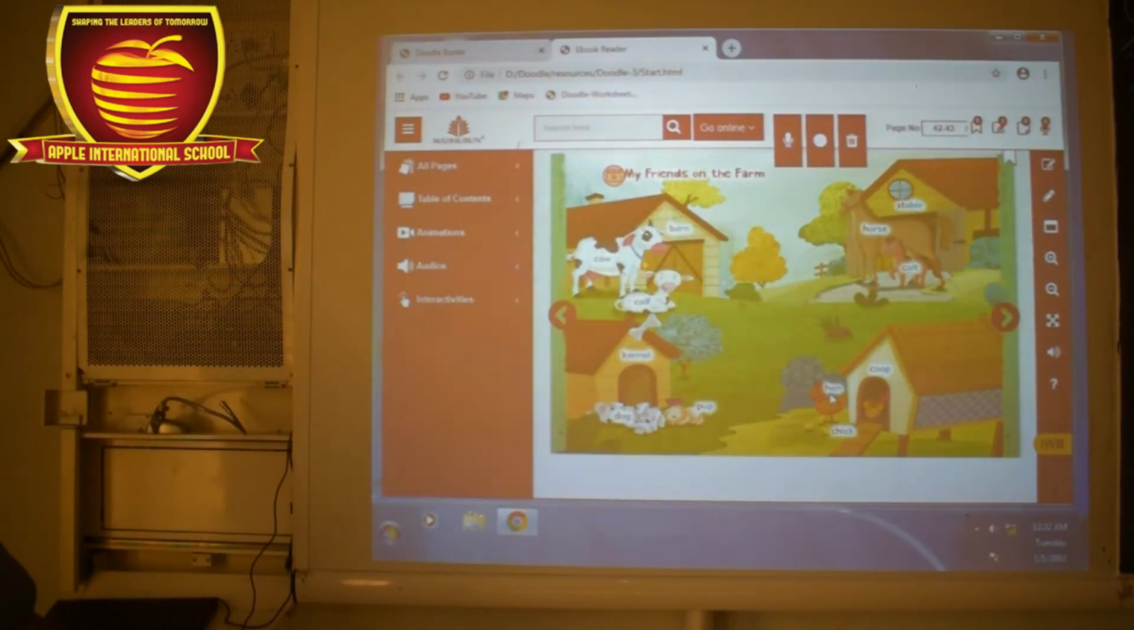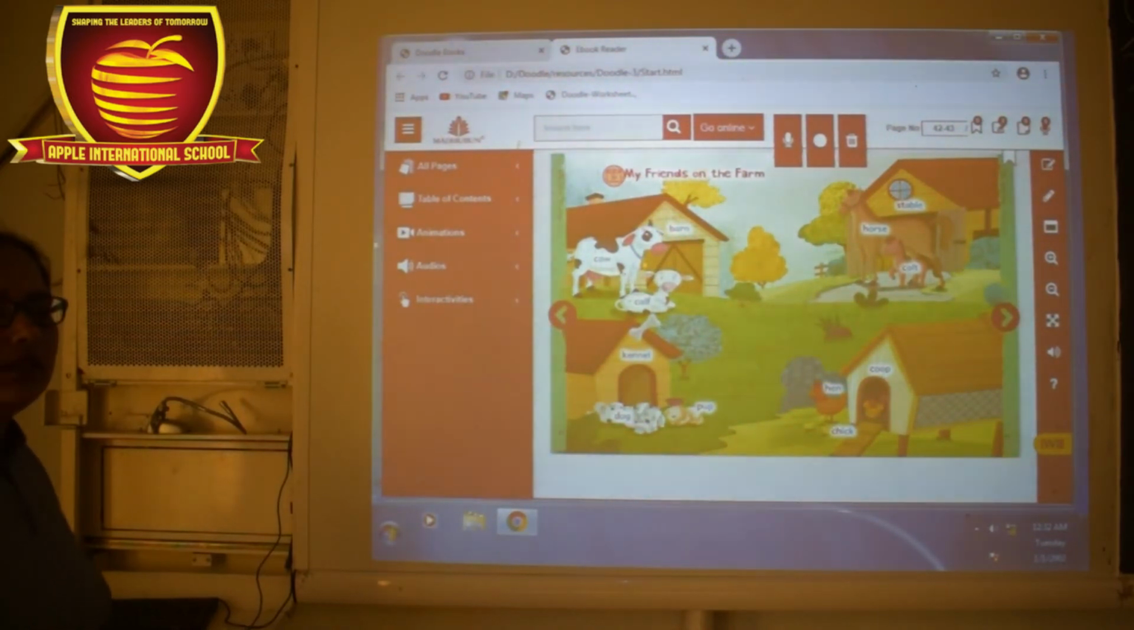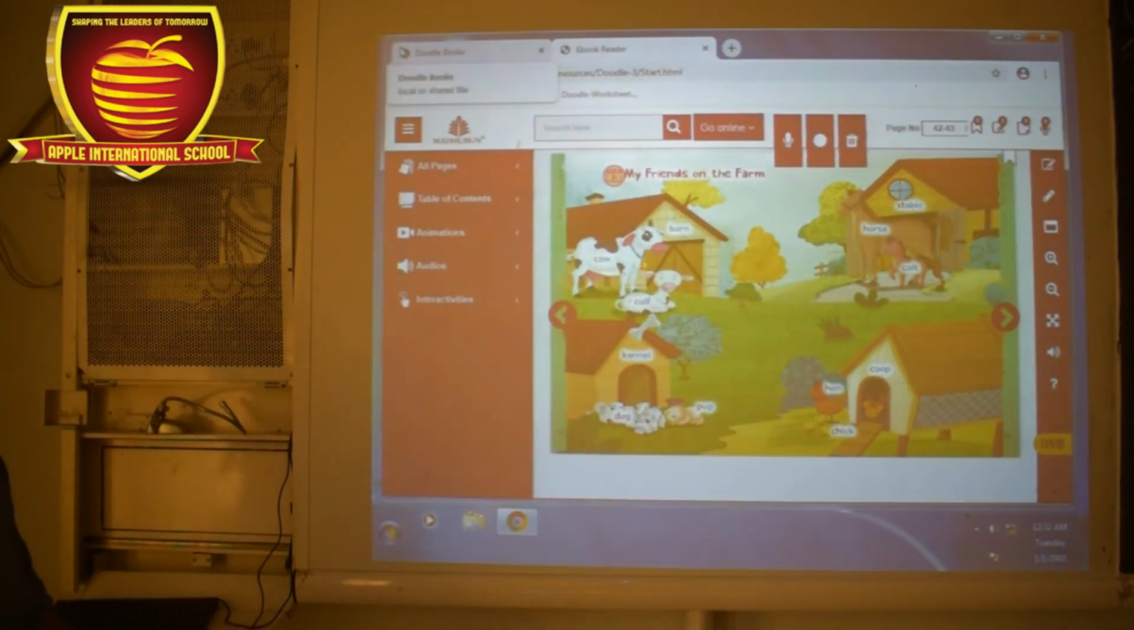Hen, HEN, hen. Hen gives us eggs, and its baby is called chick, CHICK, chick. Hen lives in a coop, COOP, coop. Hanji, which animals give us milk? Cow, buffaloes, and goat.